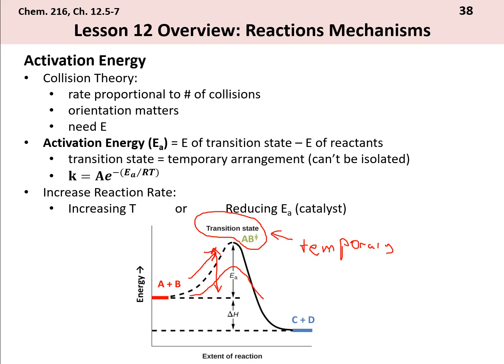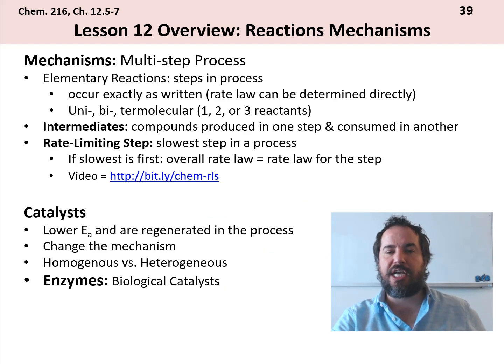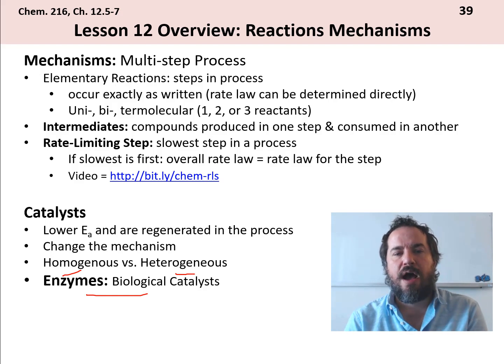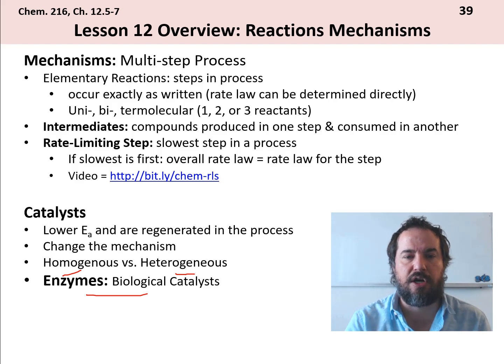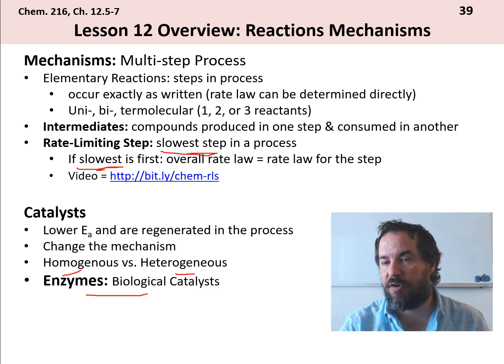So to increase reaction rate, we either increase temperature or we add a catalyst. Catalysts lower the EA by changing the mechanisms. We talked about homogeneous, heterogeneous, and enzymes. And then in mechanisms, we talked about unimolecular, bimolecular, and rate limiting steps, which are the slowest steps. And we looked at what happens if that slowest step is the first.